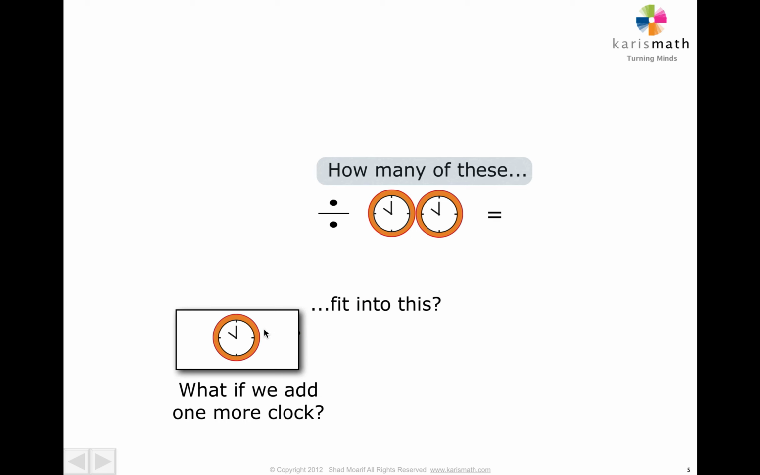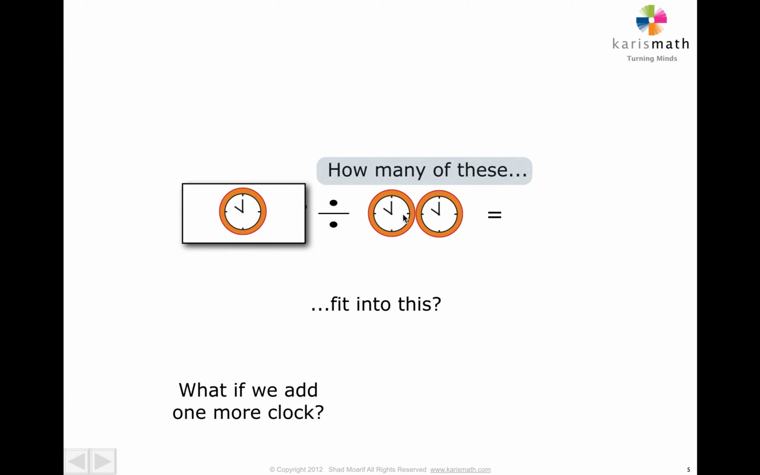Let's put it up here. Now, how many of these fit into that? How would you answer that? It's certainly not one of these. One of these is 2 clocks. So if I say 1, it means 2 of these clocks fit into this. But what if I say half of this? Won't half of this fit into that? See, it fits perfectly. So we can say half of it.